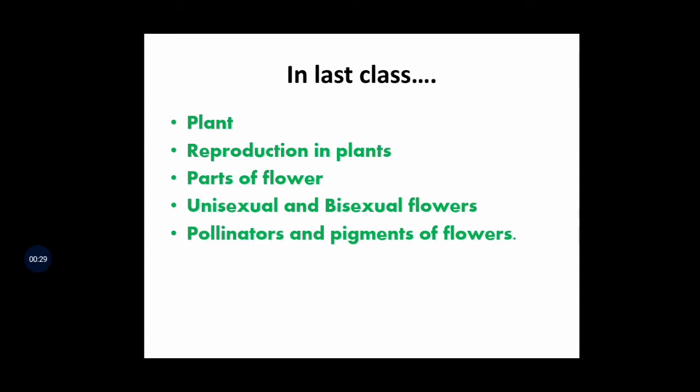The flowers are of two types, unisexual and bisexual flowers, and the reproduction taking place in plants is through pollination. In order to know what pollination is, you have also learnt what pollinators and pigments of flowers are.